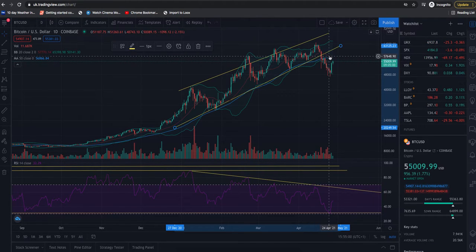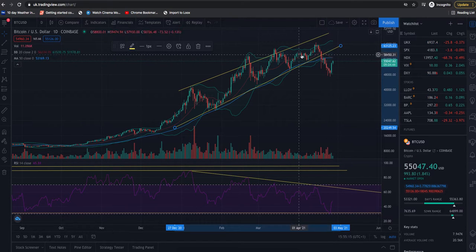Now, this cross here is known as a bearish cross because it is crossing downwards. So imagine the bear pushing down. So if somebody was to say it's looking bearish, that means it's looking downwards.